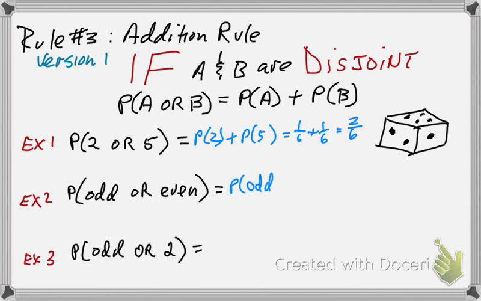Probability of odd plus the probability of even. What's the probability of getting odd? 3 out of 6. So half. Even, same way. If I roll a die, I'm going to get odd or even every time.